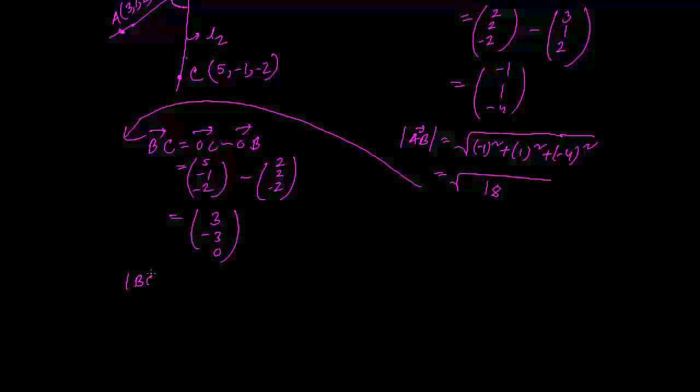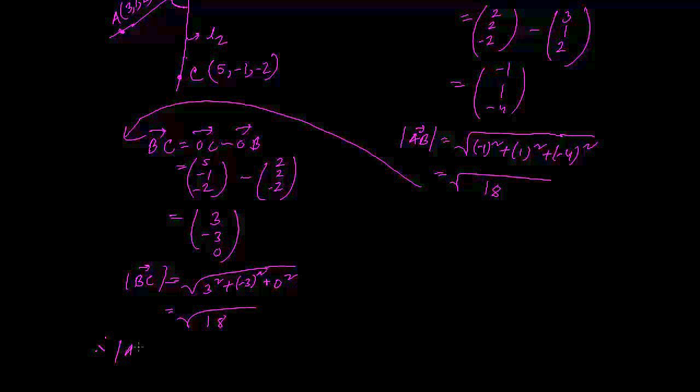So modulus of BC would be square root of 3 squared plus minus 3 squared plus 0 squared. This would be 9 plus 9, 18. Therefore, AB modulus equals BC modulus. Both are square root of 18.